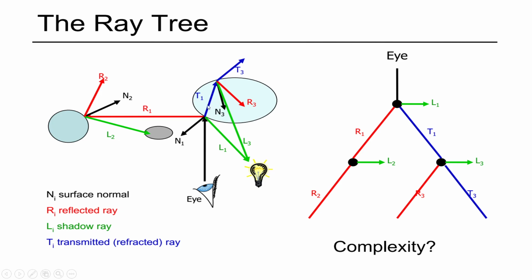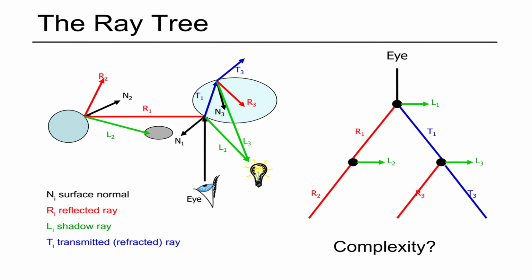So also notice that each of these rays can in turn create all these 3 rays again, or maybe 2. For example, if this was not a refractive material, only reflective, then it would not generate T, that is the refracted ray. It would generate the other 2, reflection and shadow ray. So in any case, each of these rays can generate even more rays, thus giving rise to this particular tree-like structure, as you can see here.